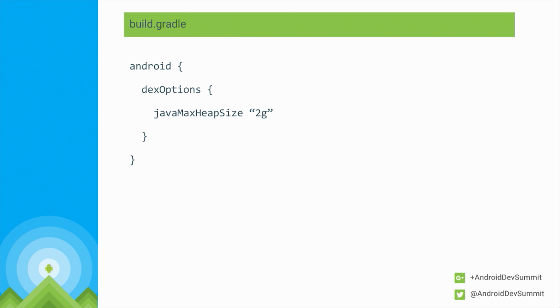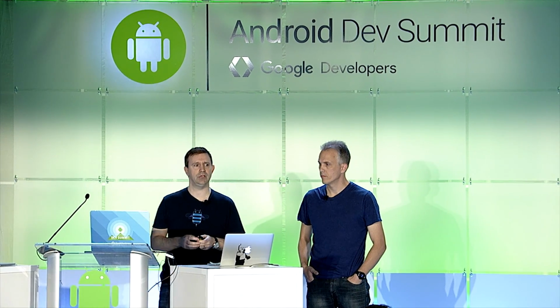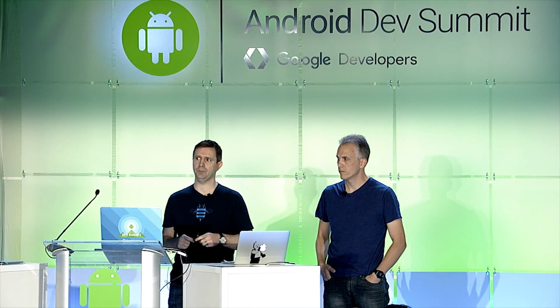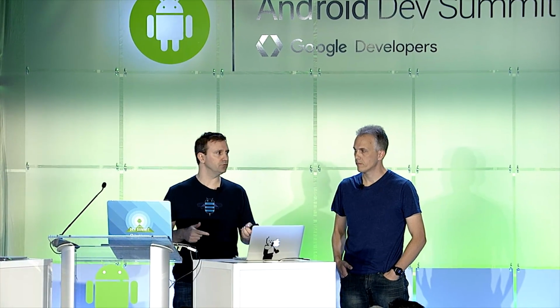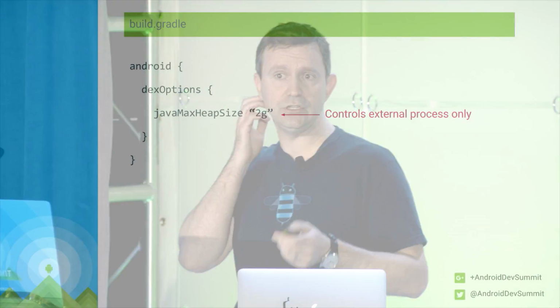So if you're predexing 4 different libraries in parallel, you have 4 DX running in parallel, and each of them gets 2 gigs. And now all of them will be in the same JVM, so you will probably need a little bit more memory. The other thing to think about is that when we pass that in your build.gradle, the Gradle JVM is already started, and you cannot change that after the fact, right? So it's only to control the external process.